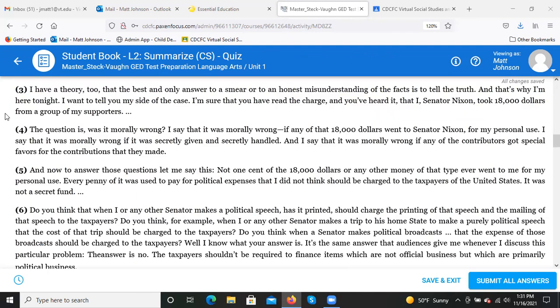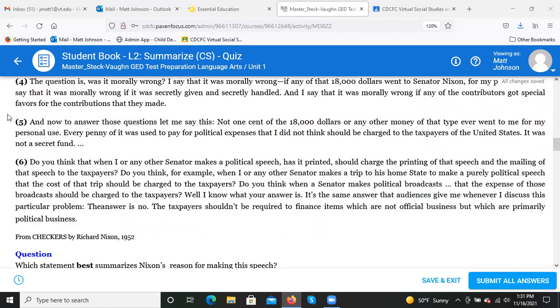Not 1 cent of the $18,000 or any other money of that type ever went to me for my personal use. Every penny of it was used to pay for political expenses that I did not think should be charged to the taxpayers of the United States. It was not a secret fund.